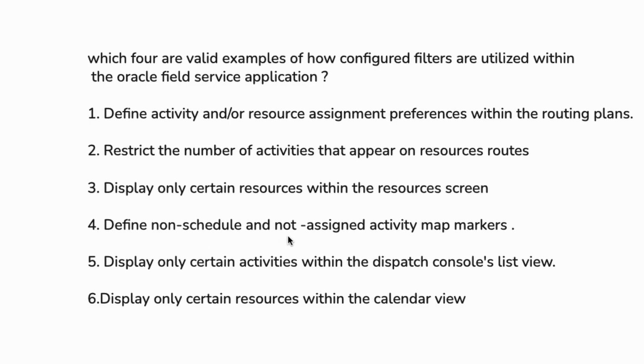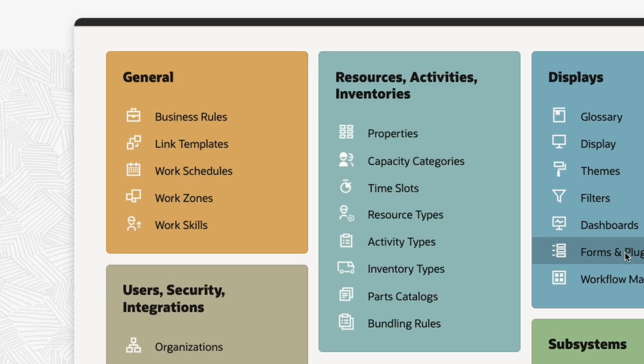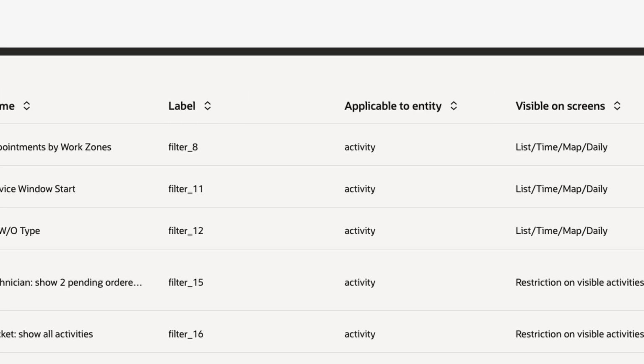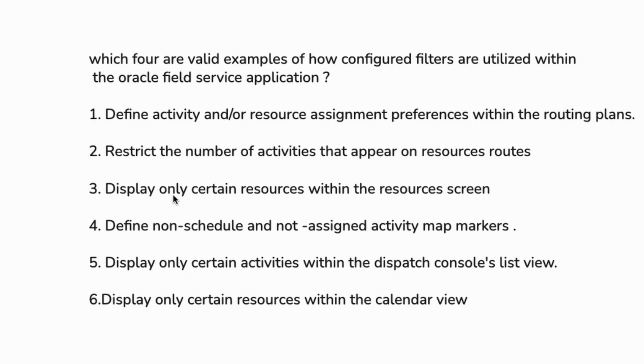Define non-scheduled or not assigned activity map marker. Here, this is the correct option. Here in filter, we have daily map and all. Here you can see list, time map. So this is the correct option.